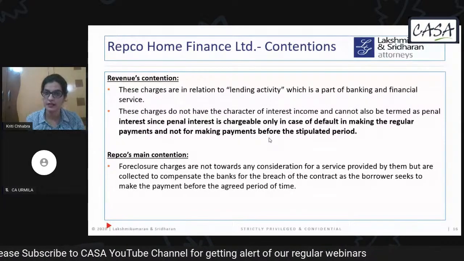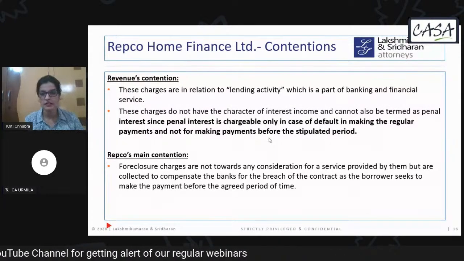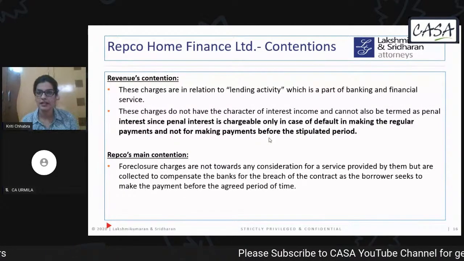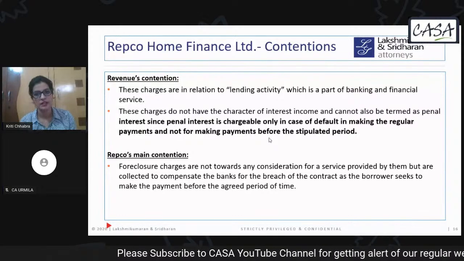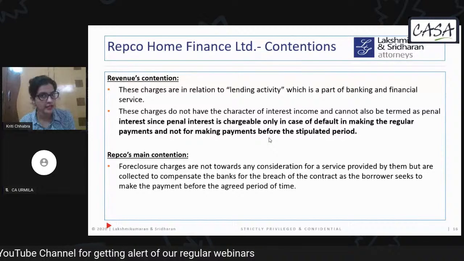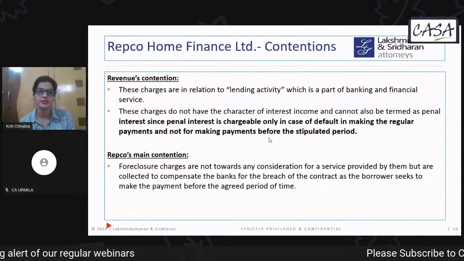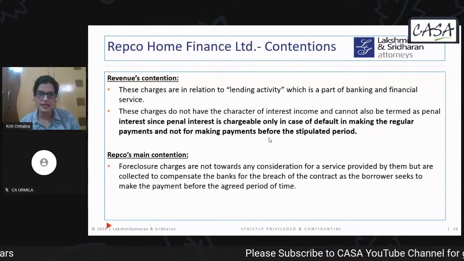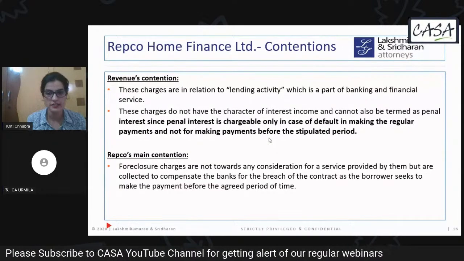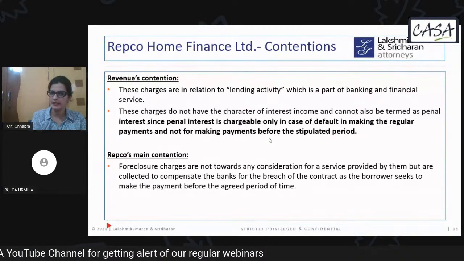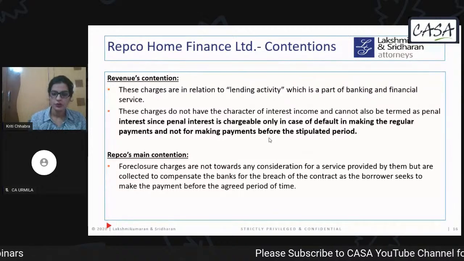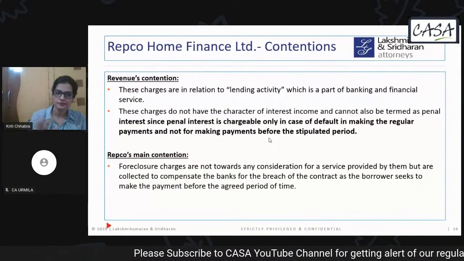So here, as we see, revenue had this contention that these are not in the nature of interest charges. Also, they were under the impression that banks are getting prepayment, so they are being benefited. Therefore, they are getting extra consideration, which is not in the nature of penal charges because there is no default as such. Therefore, this is a consideration towards this service. However, Repco's, the applicant petitioner's, contention was that these foreclosure charges are not towards any consideration for a service. So this was one of the main contentions of the applicant. However, there are other contentions also. So this was the entire scenario.